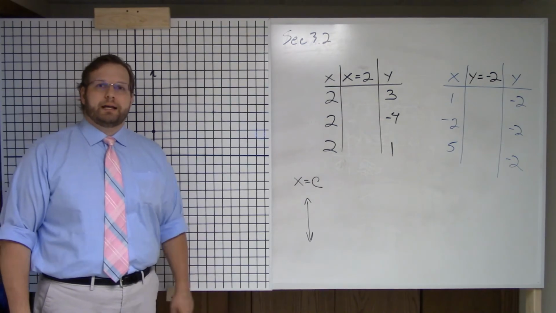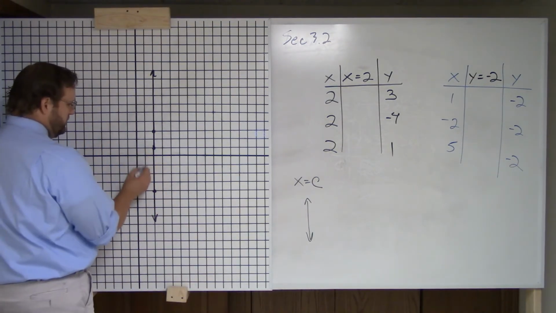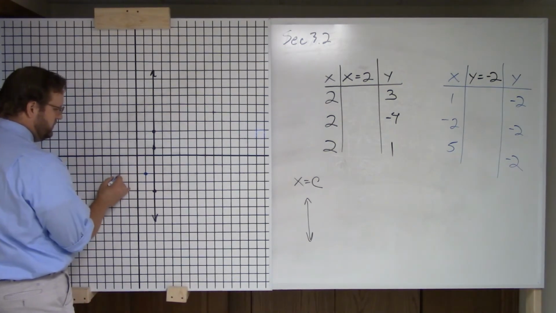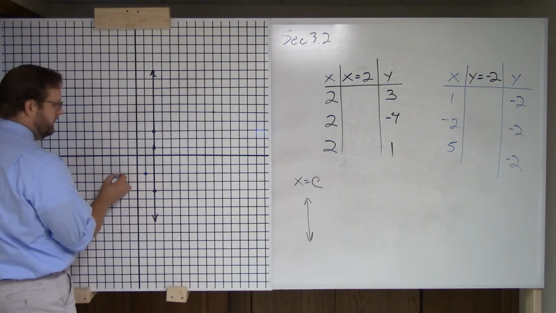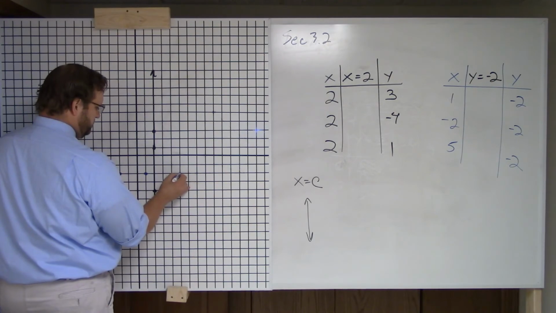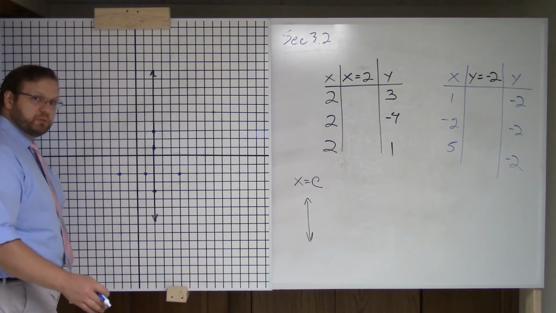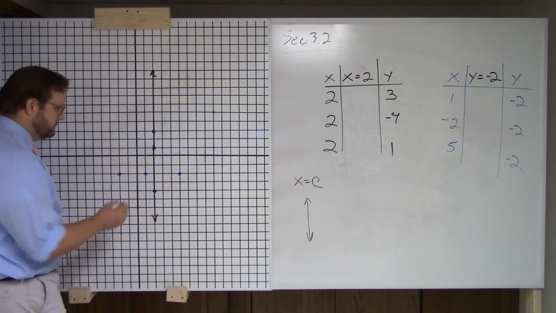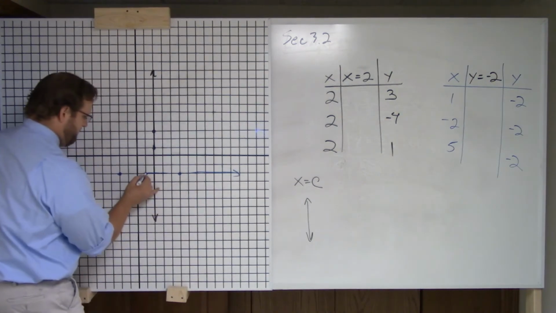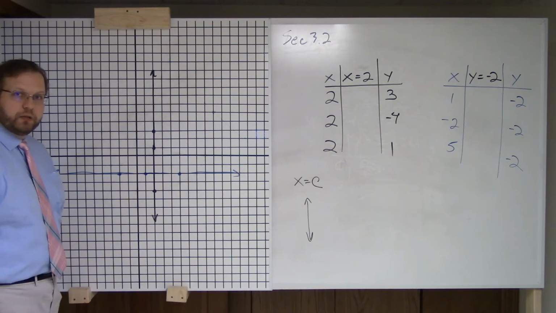What kind of line is that going to give us? Let's say we go 1, -2. -2, -2. 5, -2. And that will give us a straight line, more specifically, a horizontal line. Oops. And there we go.